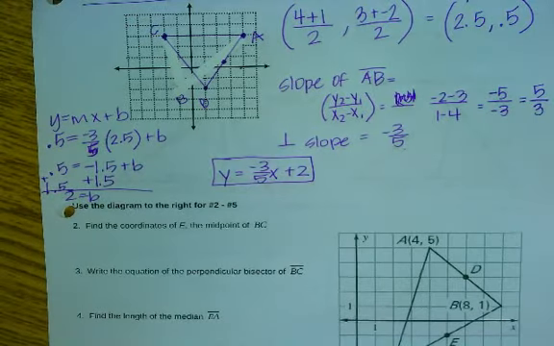Okay, so that was from last time. That should have been a review. You take the midpoint and your opposite reciprocal slope and plug it into y equals mx plus b. Okay.